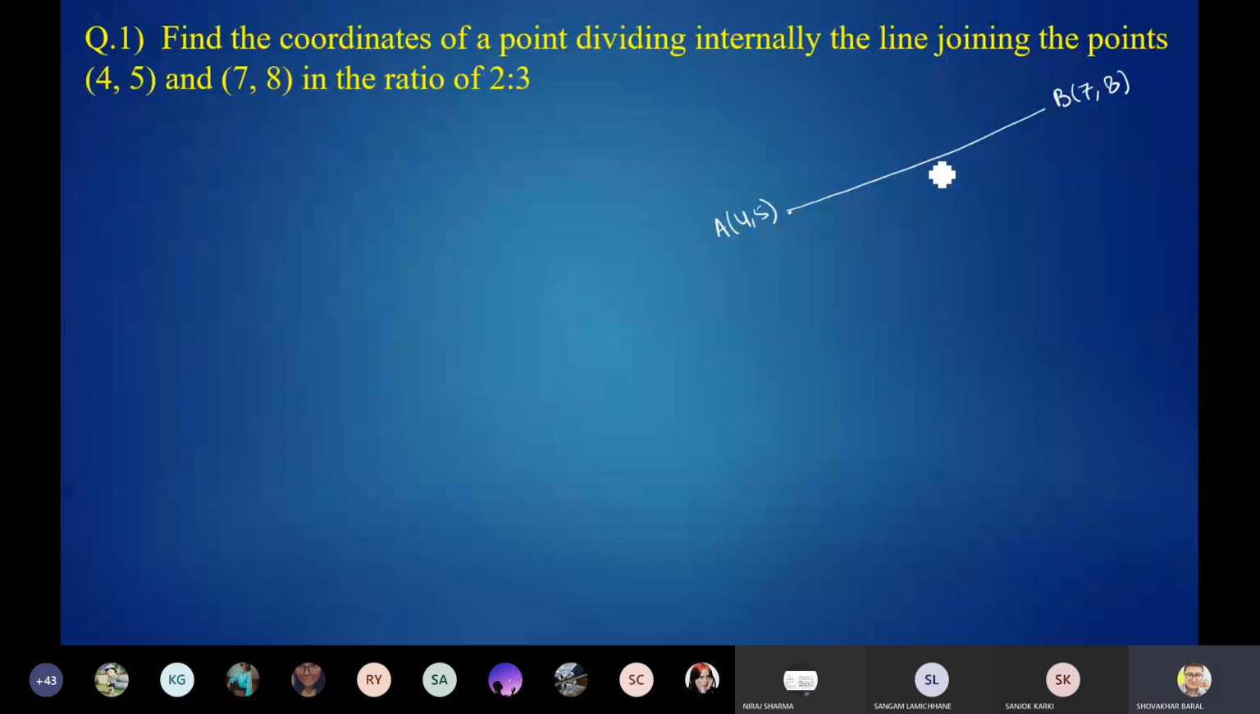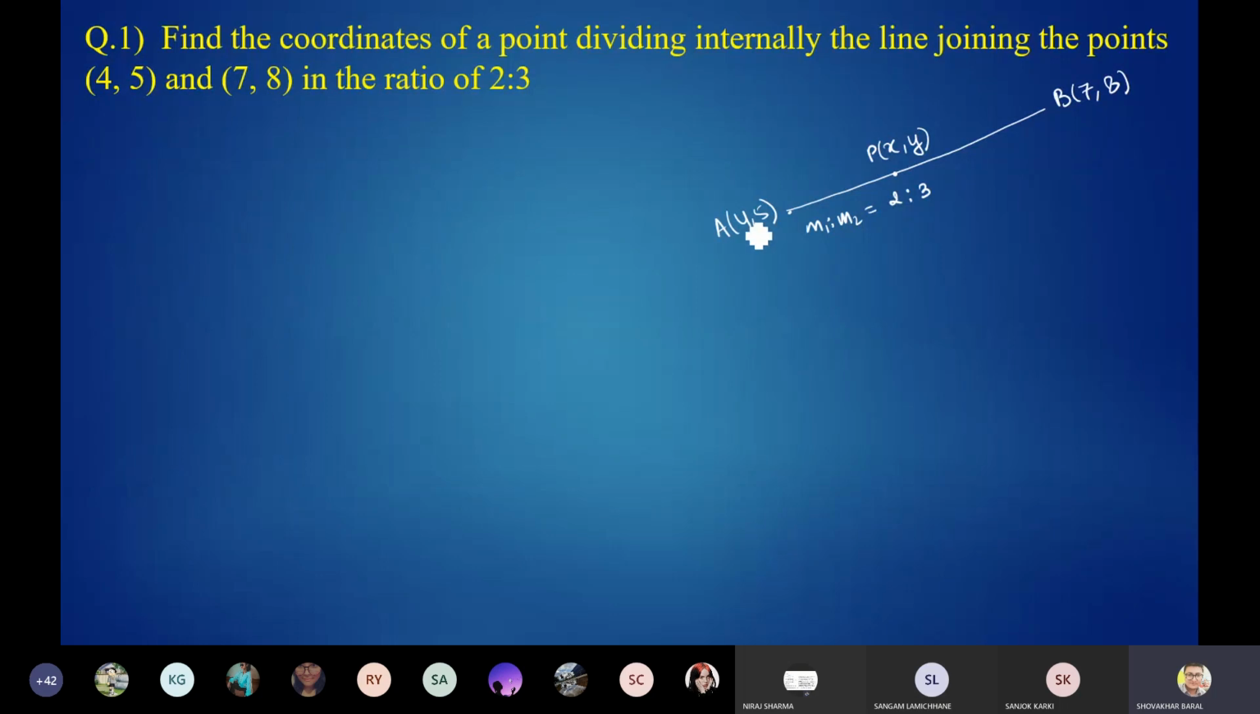Okay, we need to find such a point which divides this line segment AB. Let me suppose the point is P(x, y), and the ratio is given here, that is 2:3. m1 is to m2 is equal to 2:3. Please, in coordinate geometry, if possible, make the figure. You can draw the figure in almost 90% of the questions. Please draw the figure of each and every question.